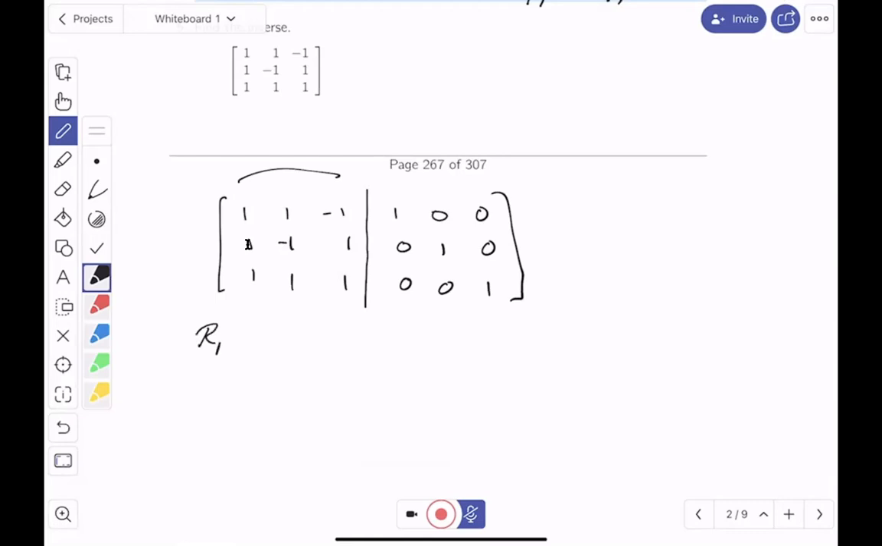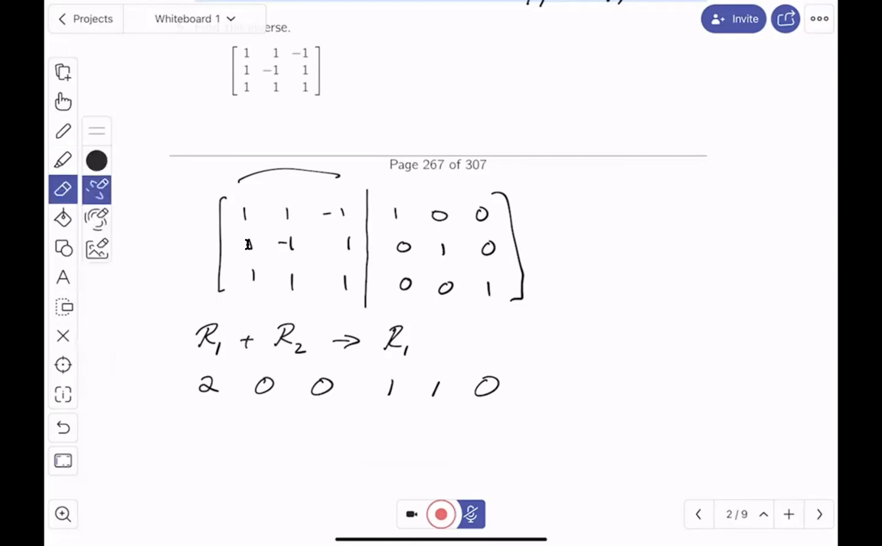I'm going to do row 1 plus row 2. And I'm going to give it, let's see what I'm going to give it to. I'll give it back to row 1. Right, let me write that down for you. That would be 2 0 0 1 1 0. All right. Now what I'm noticing is that I kind of almost have it, and I'm going to just get my eraser out, and we'll talk about it later. But I love getting those zeros, by the way.